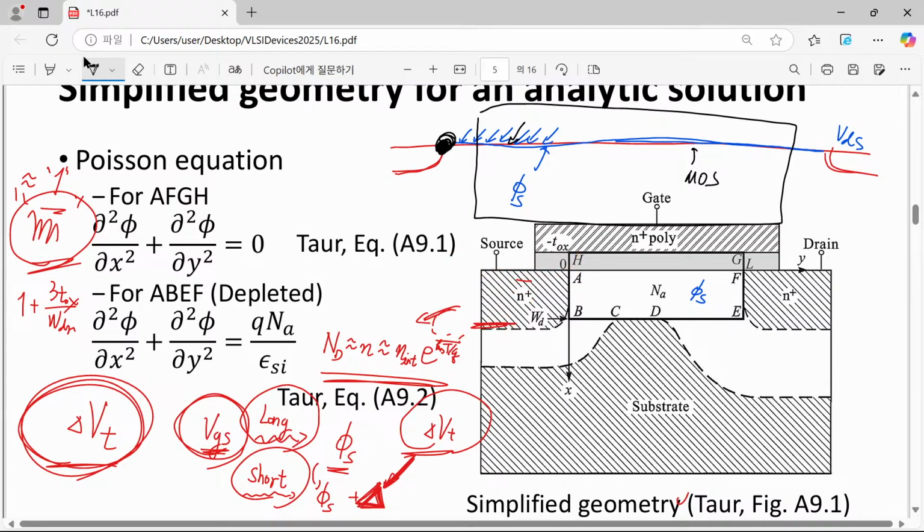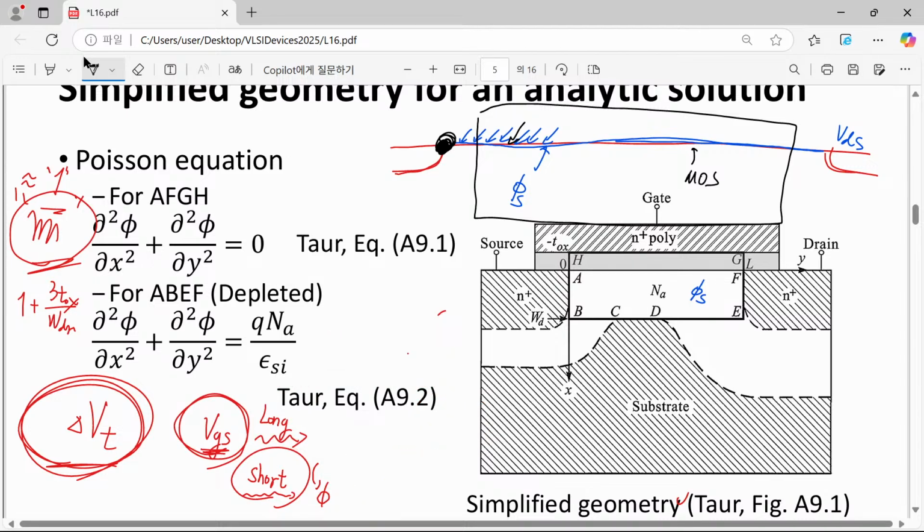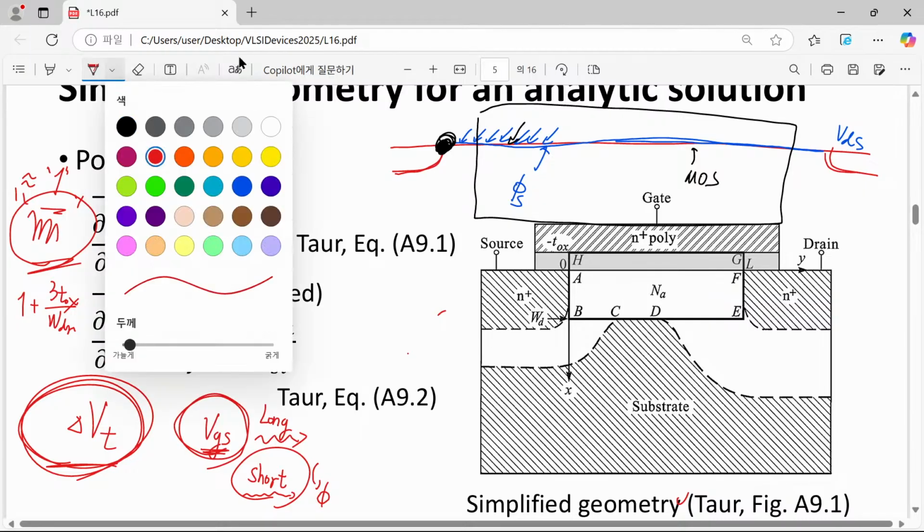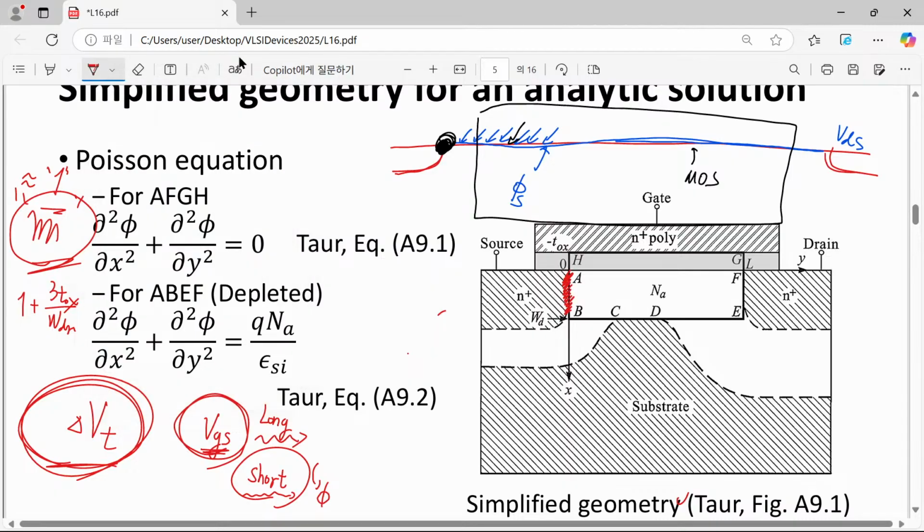So simply speaking, for this short channel device, our assumption that the long channel surface potential will be applied to the entire channel is wrong. We have to consider a different one, because this AB line is attached to the source part. So for the AB line, we have to assign a potential corresponding to the source potential.